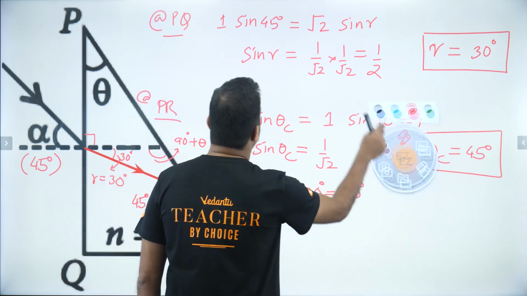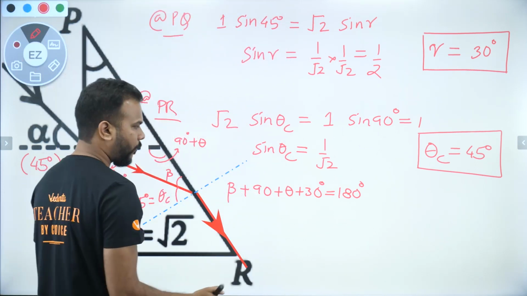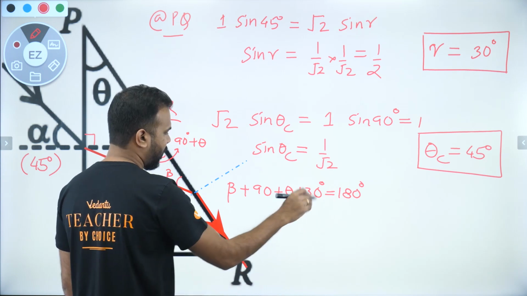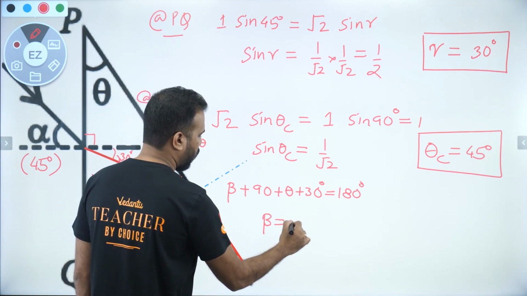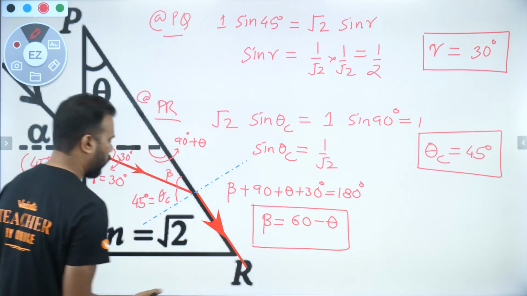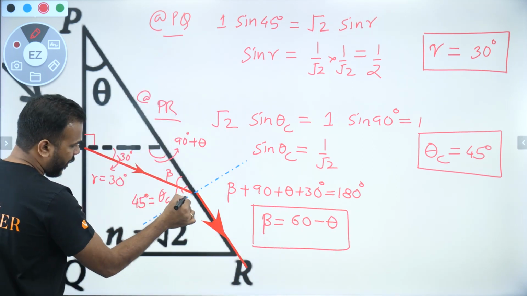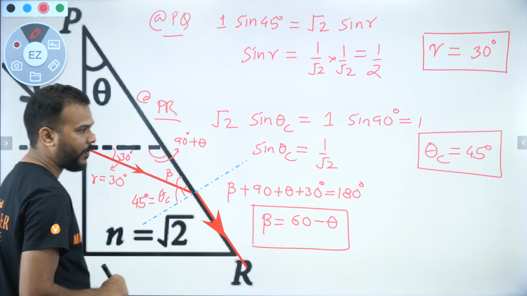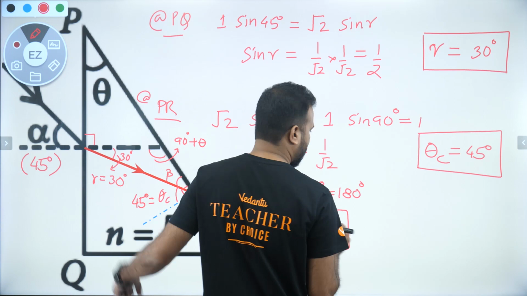So guys, from here this is 120 degree, it goes there, remains 60, theta also goes there, and beta comes out to be 60 minus theta. So I have the value of beta also. Why do I need this angle? Because this total angle is 90 degree. So now I know the value of beta, I know the value of theta c. Now I can find out the value of theta, which is the angle of prism.